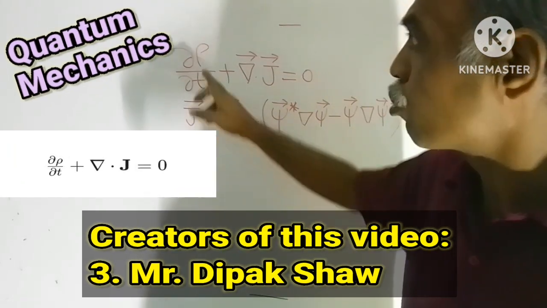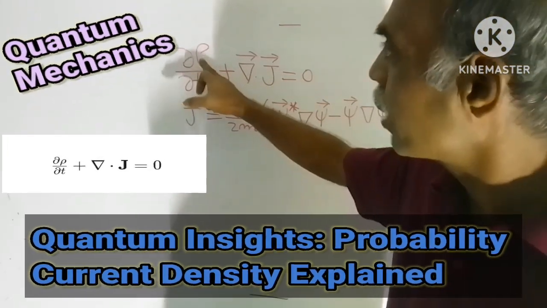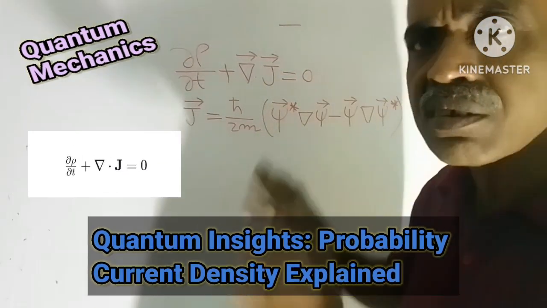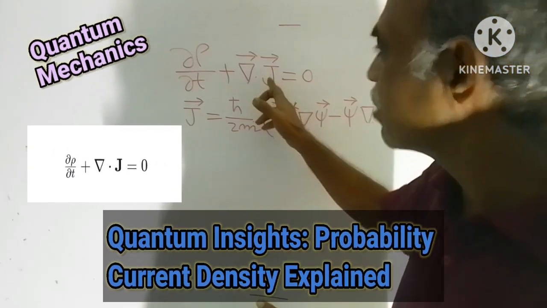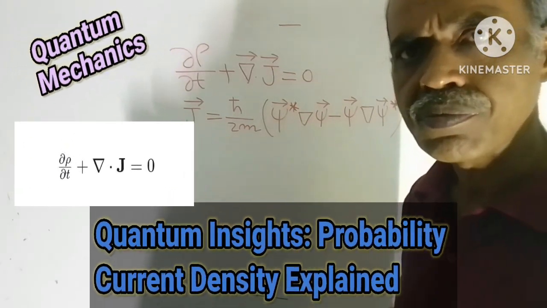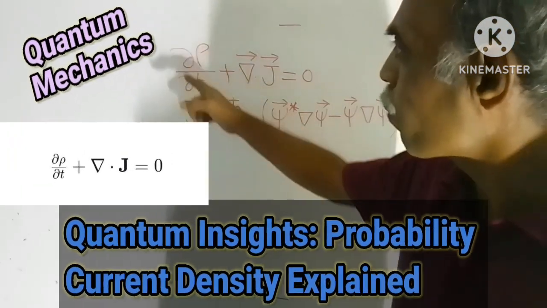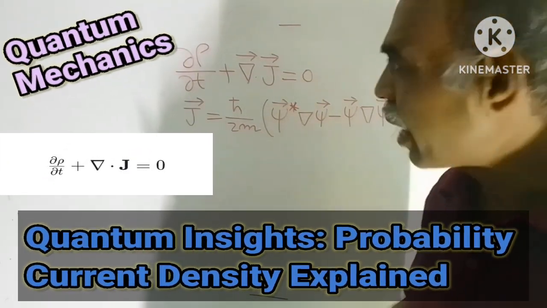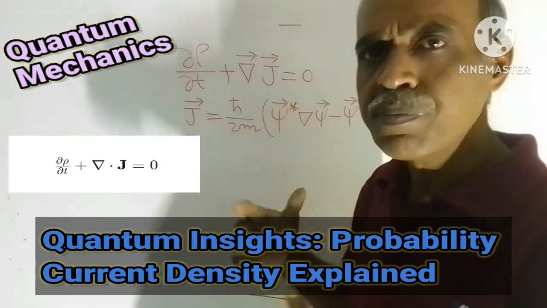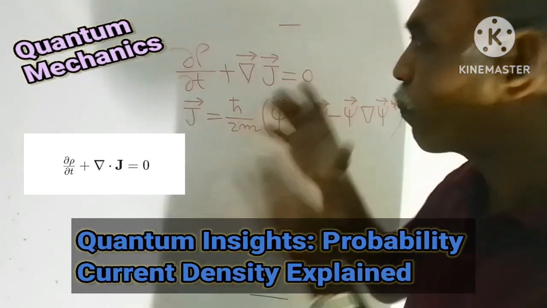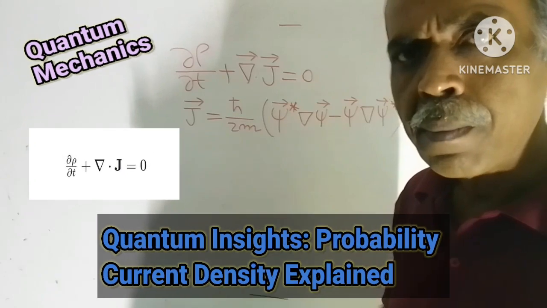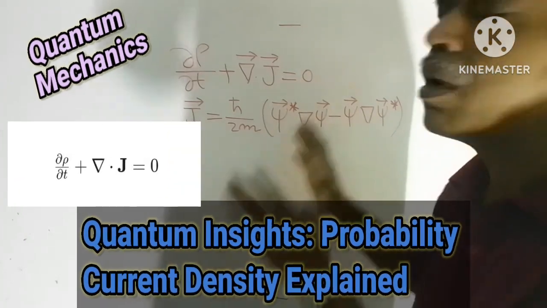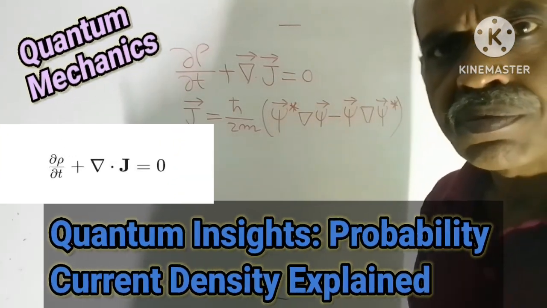This is a vector quantity. Rho is not a vector quantity, that's why I have not put an arrow sign over rho. But j, probability current density, is the vector quantity. This represents flow of probability. Okay, so probability density and probability current density are related by this equation. That means any change in probability density with respect to time must be compensated by the divergence, this is a dot product, that means divergence of the probability current density.